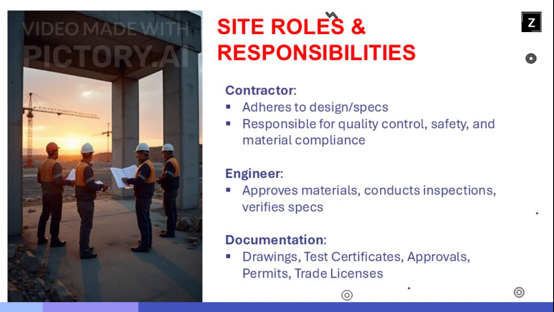Construction management requires clear accountability. Contractor responsibilities: execute per specs and drawings, ensure QC of materials and workmanship, maintain safety and regulatory compliance. Engineer responsibilities: review materials and shop drawings, approve site modifications, inspect and ensure compliance. Essential documentation includes test certificates, permits, trade licenses, and approved drawings.